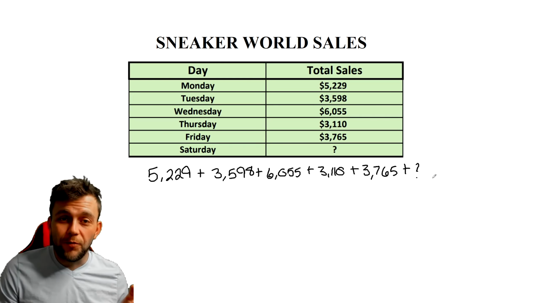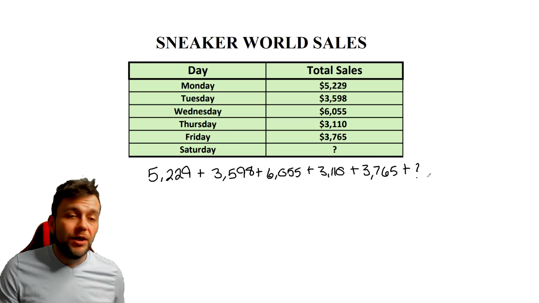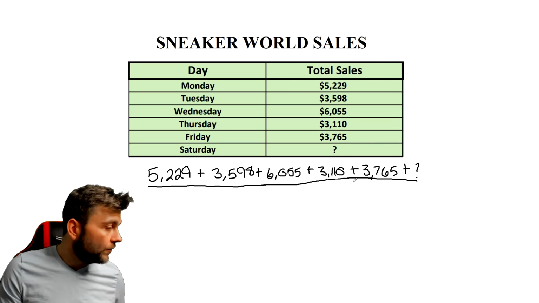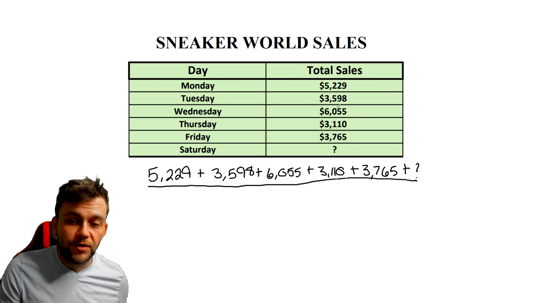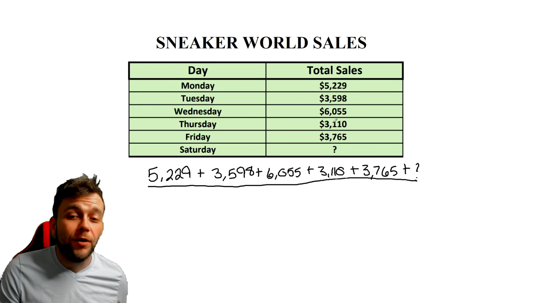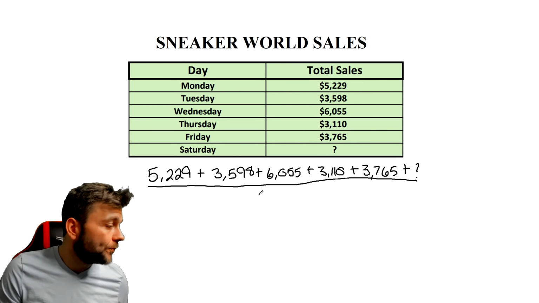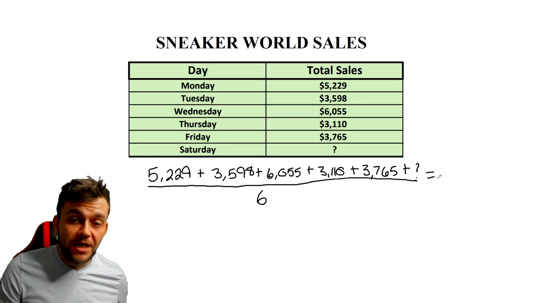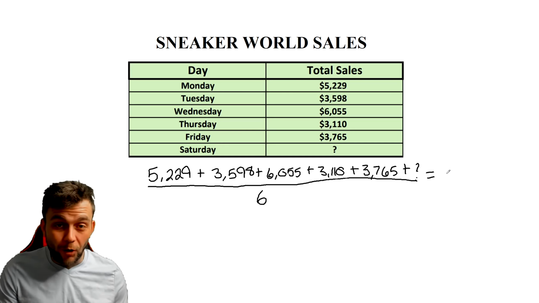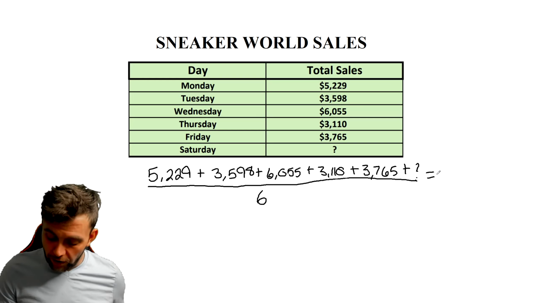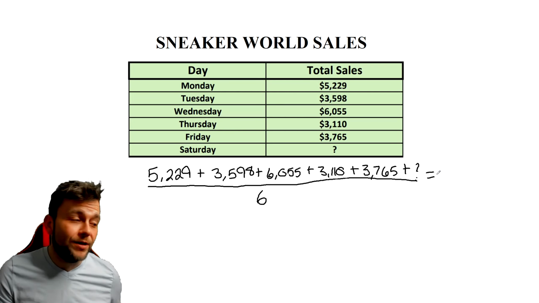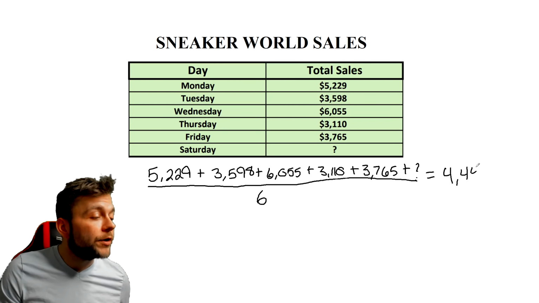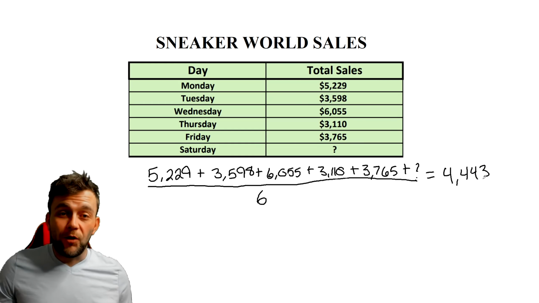And just like the other mean problems, the other average problems, you have to divide all of this by the total number of numbers, right? So we have 1, 2, 3, 4, 5, 6 numbers. So divide by 6, and that will equal the mean that we were given earlier, which, if you don't remember, it is 4,443. Double check, I'm good. So it is 4,443.